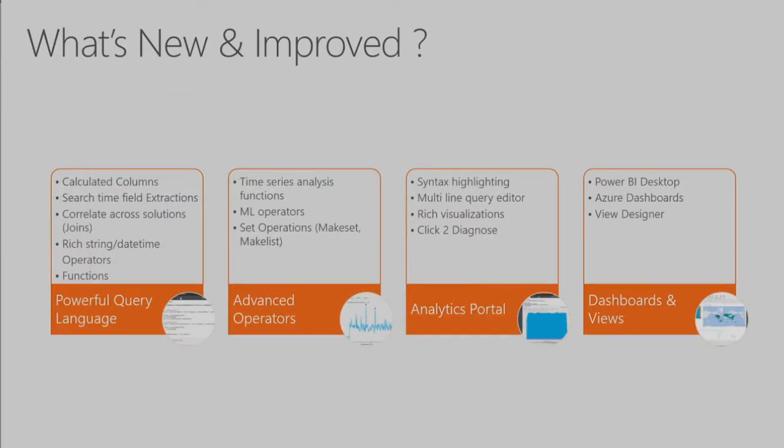So what's new and improved? We'll go through all of this in the demos too, but let me talk through a couple of these things. One is the powerful query language, which I talked about. You now have search time field extractions. You have calculated columns. You can do correlation across your solutions. You can join data across your solutions. Actually, I should update the slide to say you can now join data across your workspaces, and I'll show you that also. There are rich string and date and time functions and operators in there.